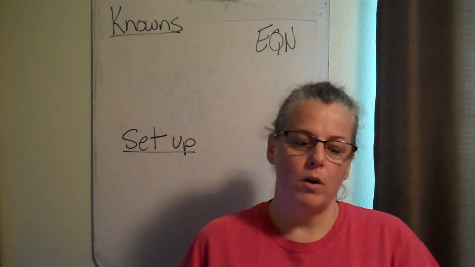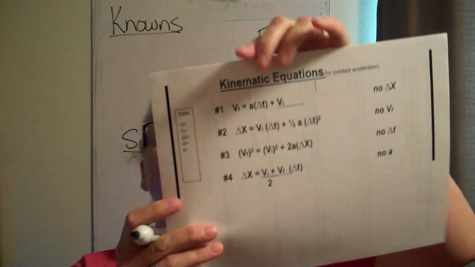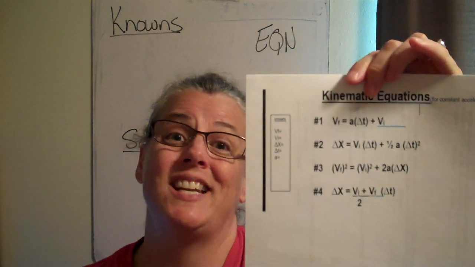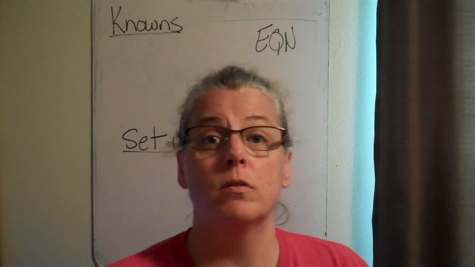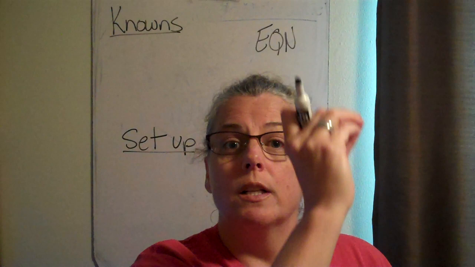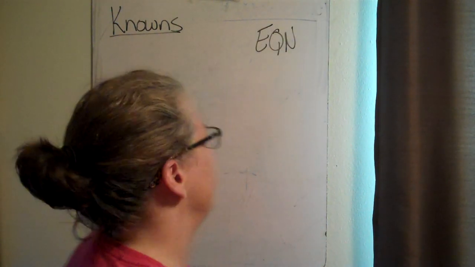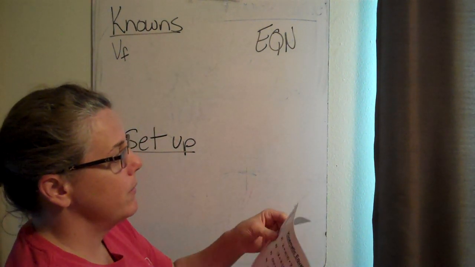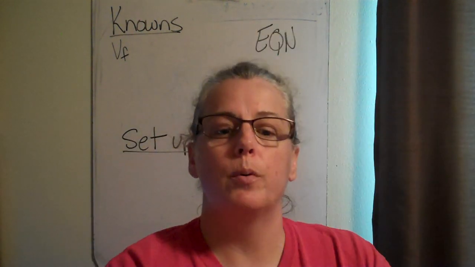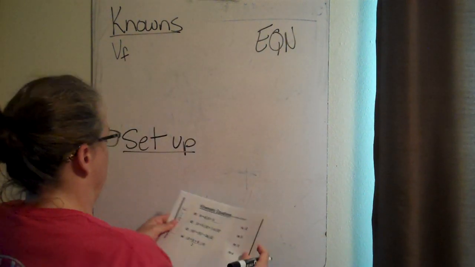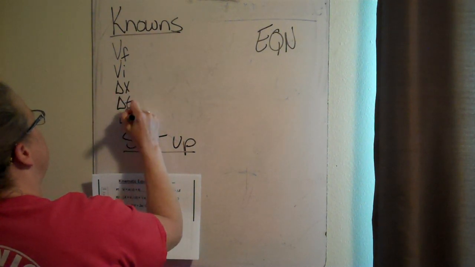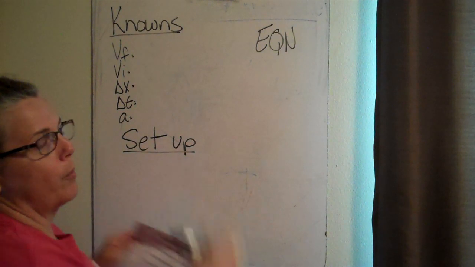So the first thing that I want you to do is take a look at your PDF, and you can see over here in the little vertical box, I have all of the knowns that you're going to need. And so this is the reminder. When you list your knowns, just like we've been doing all year, you want to list out all the little parking spaces. So we're going to start off with just copying. You can put that on your piece of paper here, under knowns on your worksheet, or you can put it on a piece of notebook paper. So V of F, V of I, delta X, delta T, and A. Those are all of our little parking spots.